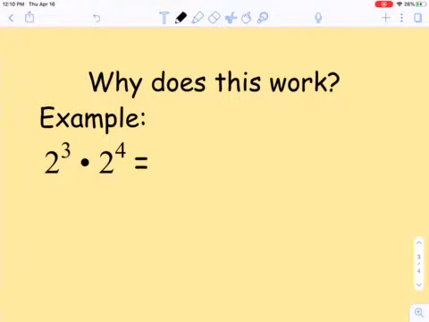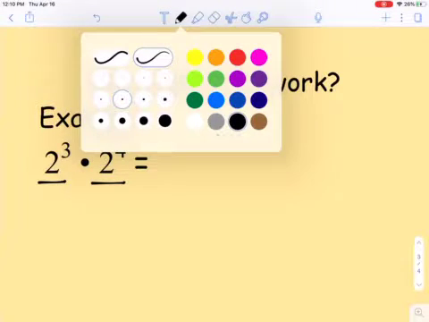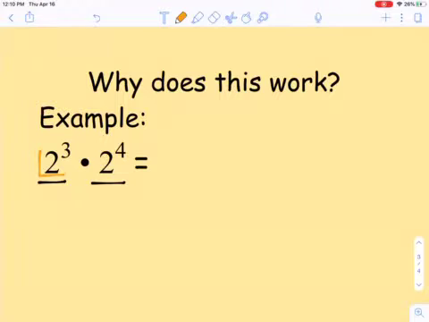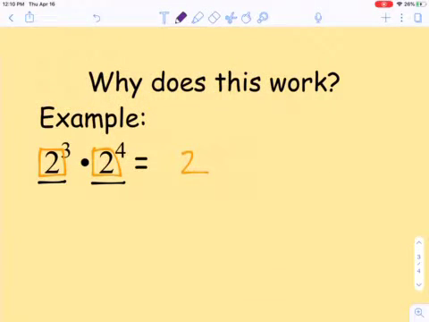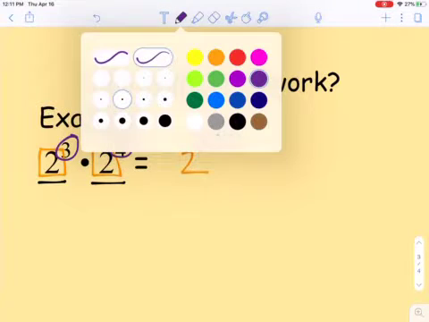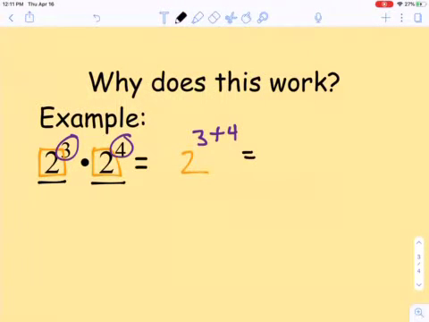We've got 2 to the third times 2 to the fourth. So what the law says is that if you have the same base, which we do, we've got a 2 and a 2, so my base is a 2, then what you do is you add the exponents. So you take these exponents and you add them together, and then the finished answer that you're going to get is 2 to the 7th power.